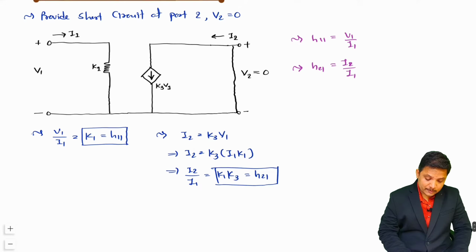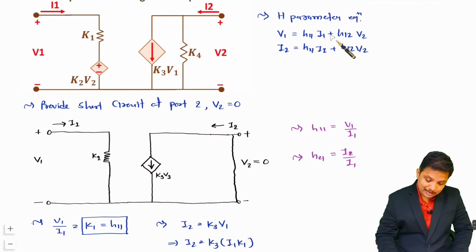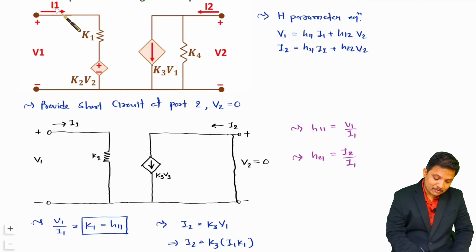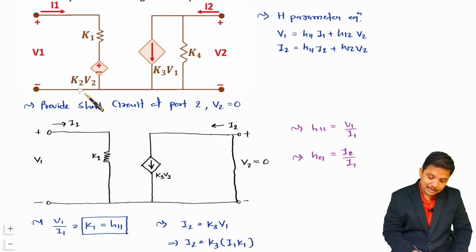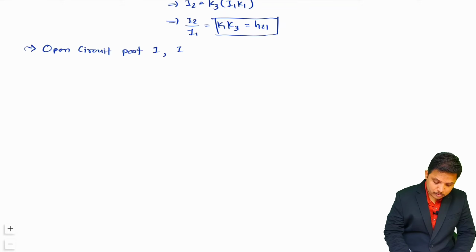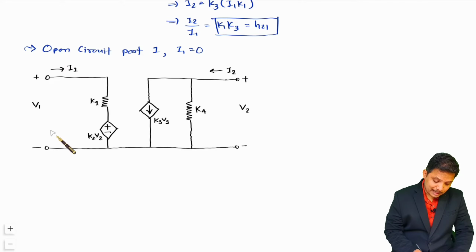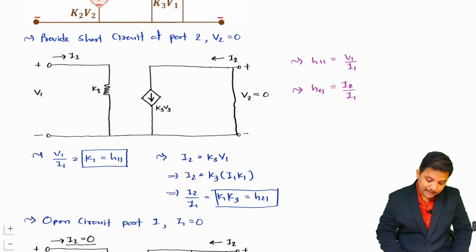Now if you see the equations again, to get the value of H12 and H22, we need to provide I1 equal to 0, and to provide I1 equal to 0, we need to keep port 1 as open circuit. Let us do that first. So now I'll keep port 1 open circuit, so I1 is equal to 0. See, I1 is 0 over here, right. So in that case, what do we need to find?